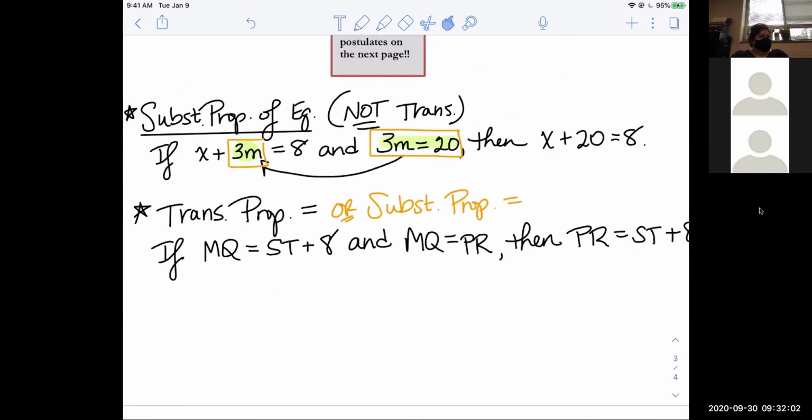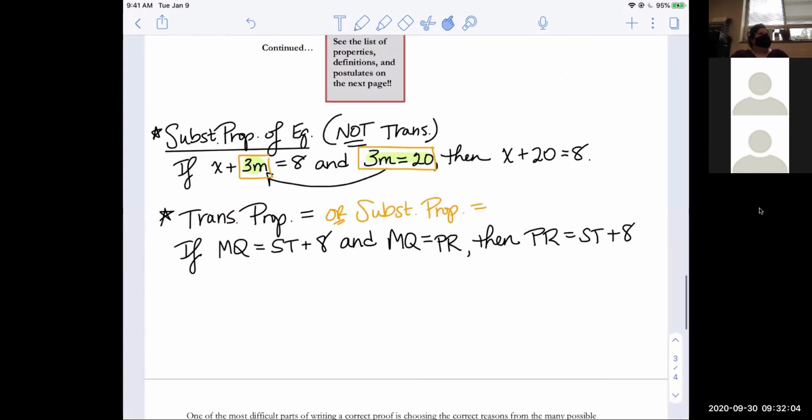Okay, sometimes transitive is also substitution. But substitution is more specific, so sometimes it's just substitution. So the first one is just substitution. Okay, this one is either. I think transitive is a better answer because MQ is a whole side, and then we can wipe it out and relate the other ones. But it's not wrong to say substitution. That one would also be substitution.